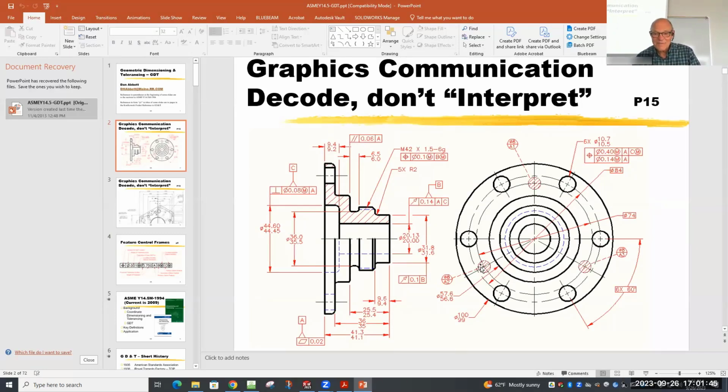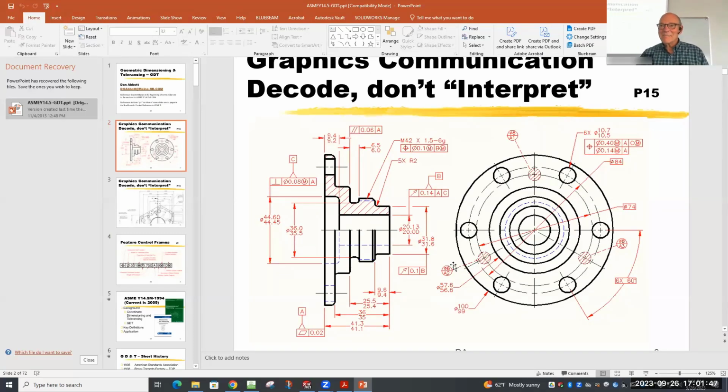This is pretty involved. Most things are a lot simpler than this. Positional tolerance, though, is really common, and flatness is really common, although that could be a profile control too. If you put a profile control on that and said it's a surface, it's flat, it's going to mean exactly the same thing as that flatness tolerance.